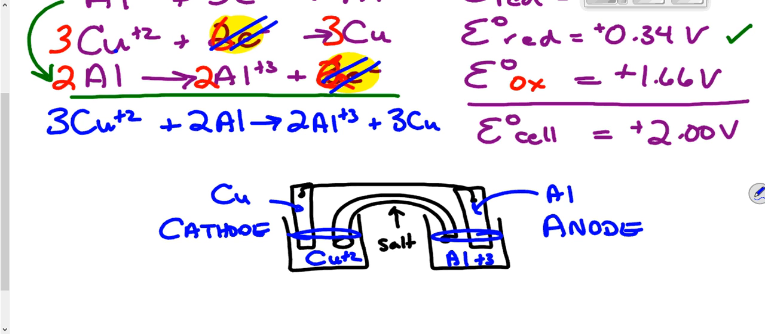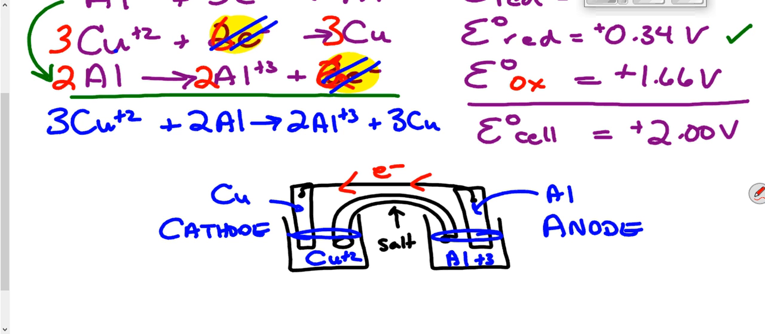Which way do the electrons flow in the wire? Well, the electrons always flow from anode to cathode. So my electron flow through my wire goes from anode to cathode, in this case from right to left. So this is everything that I asked you to label about a cell diagram.